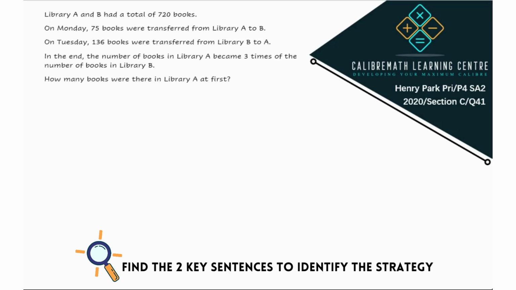So they are not the same as information sentences like this, whereby they tell you library A and B had a total of 720 books. This is an information sentence. Okay, so the two key sentences in this question are: on Monday, 75 books were transferred from library A to B. And on Tuesday, 136 books were transferred from library B to library A.